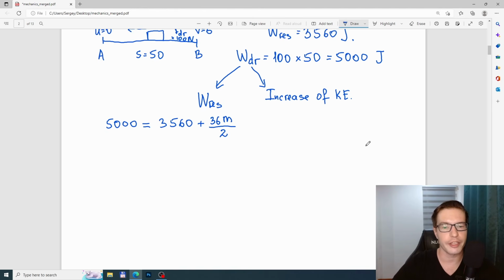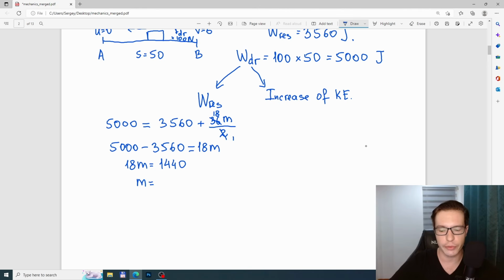And now from here we can find the mass. I'm going to divide 36 by 2, get 18, and then rearrange this equation to get the mass. So 18m equals 1,440. Now divide by 18, and we will get 80 kilograms. That's going to be my final answer for question 1.